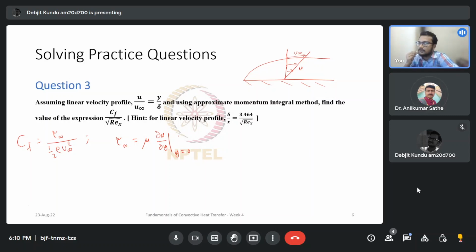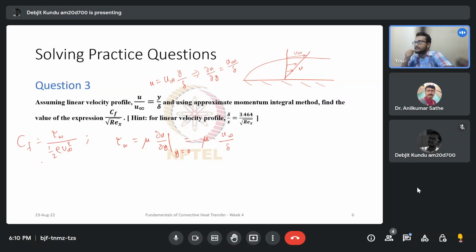So now in our case, u can be written as u infinity into y by delta. That is what is given. So if we differentiate this, dou u by dou y becomes u infinity by delta. This is for all values of y, even at y equal to 0. We will plug in this value, so our tau w becomes mu into u infinity by delta.